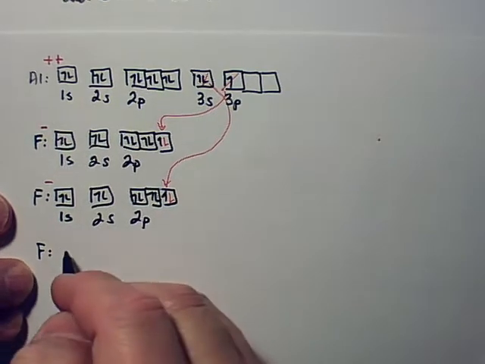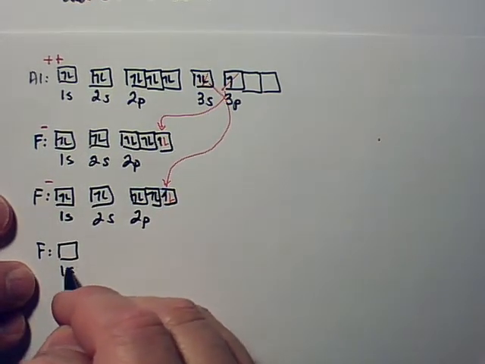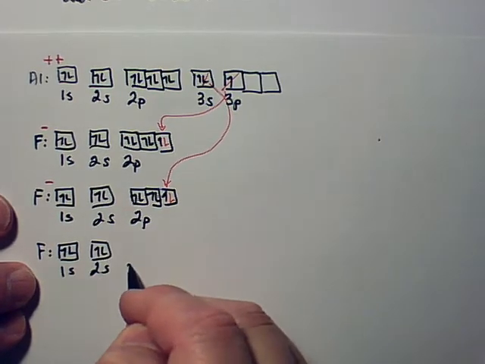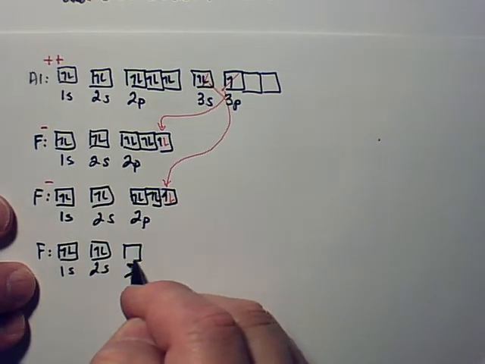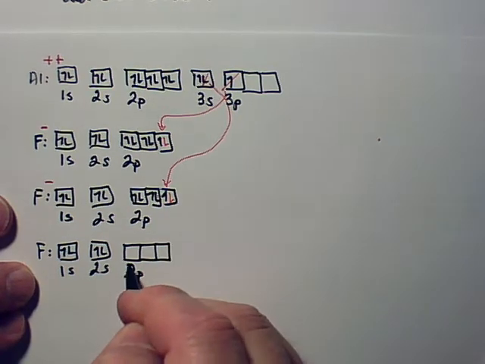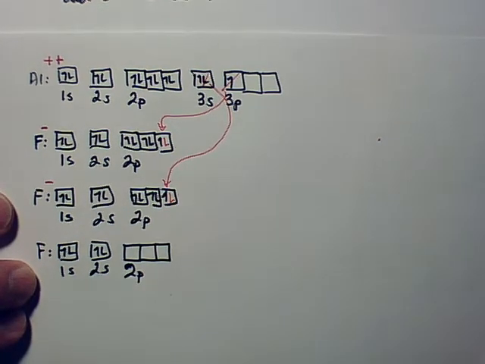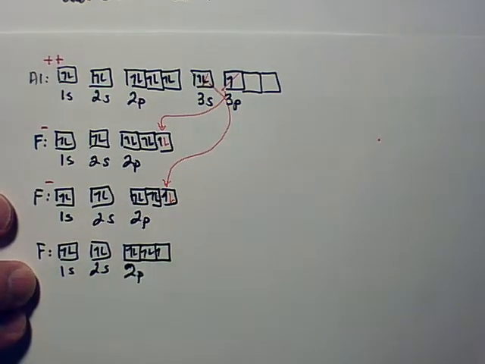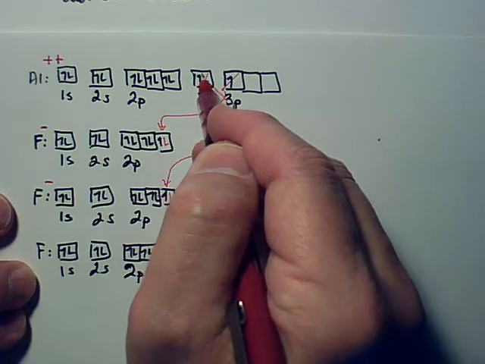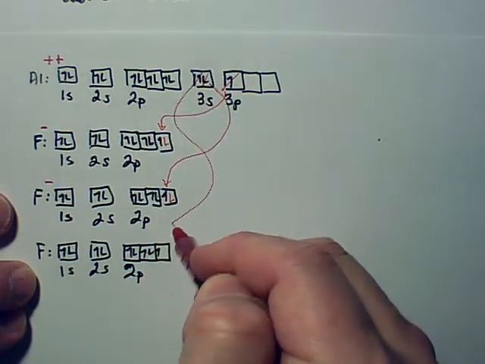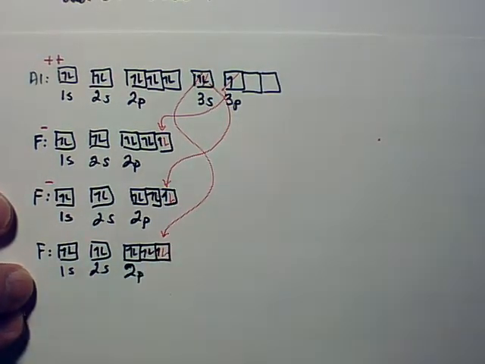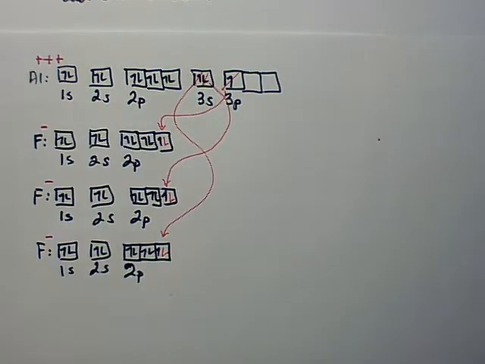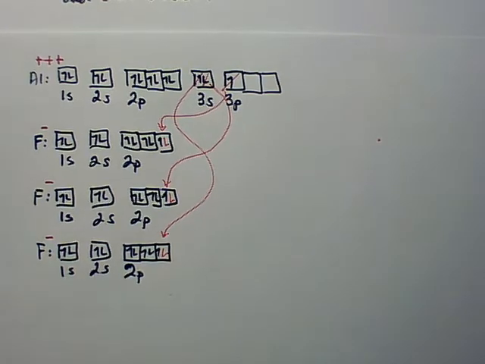Slide it up a bit. Alright, so there's where I can put that last electron here from aluminum. And we get another negative charge on this fluorine and another positive charge on this aluminum. Okay? Alright.